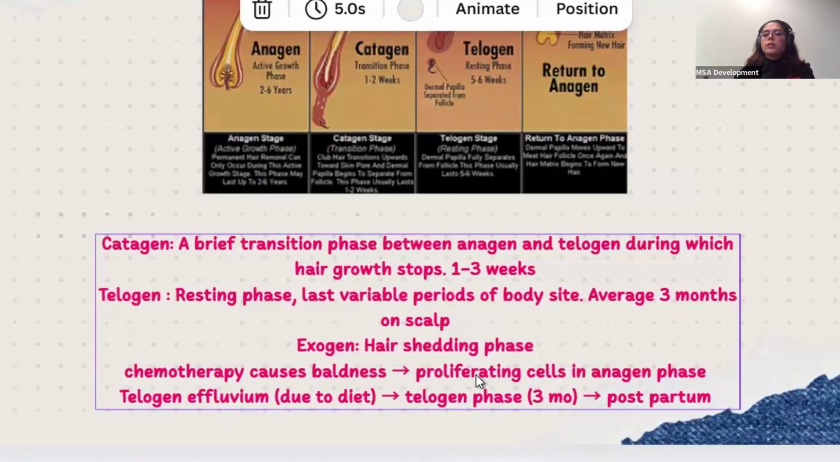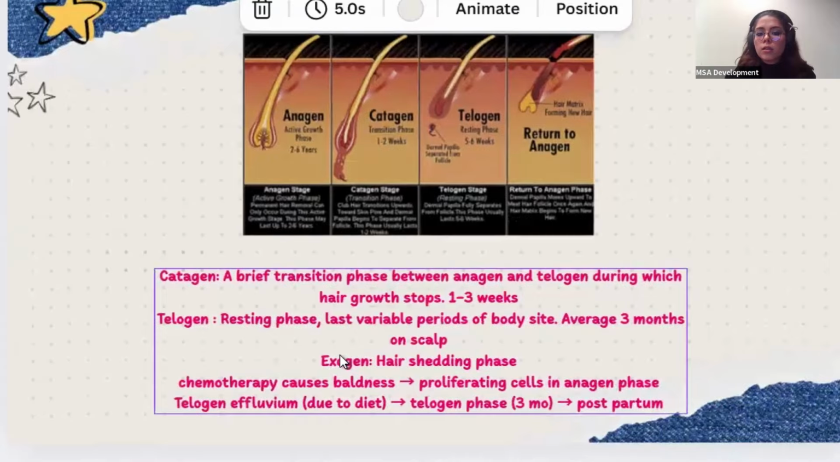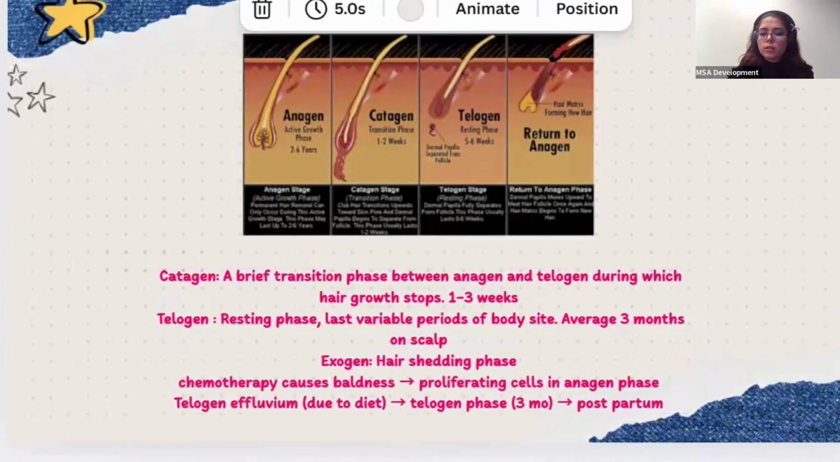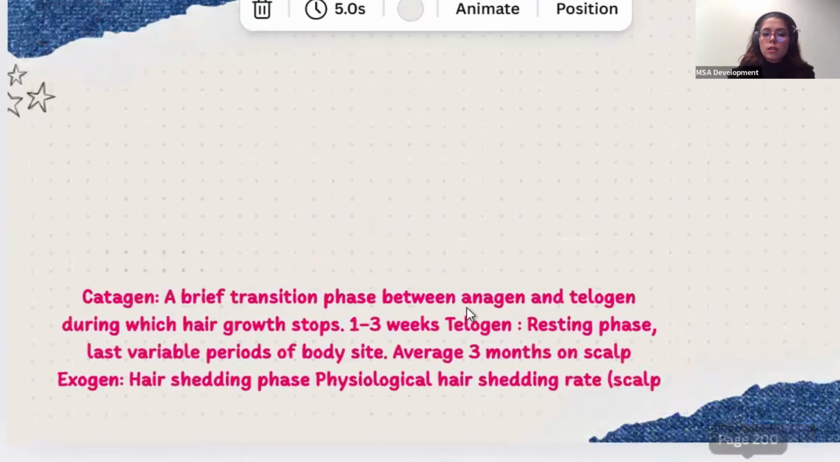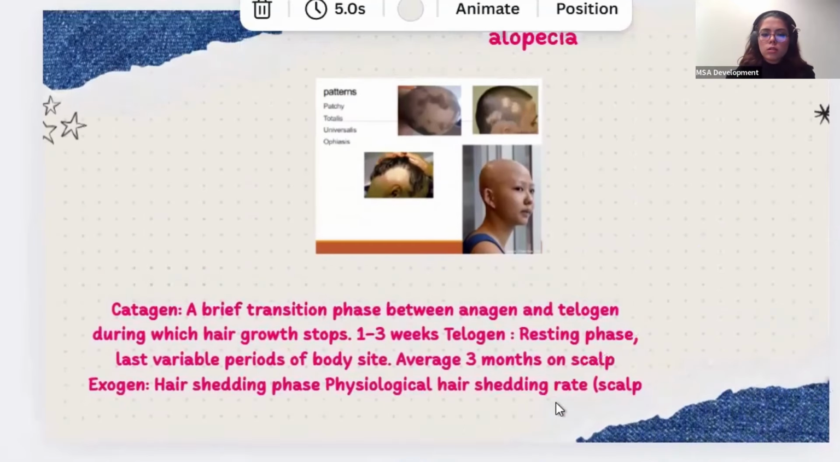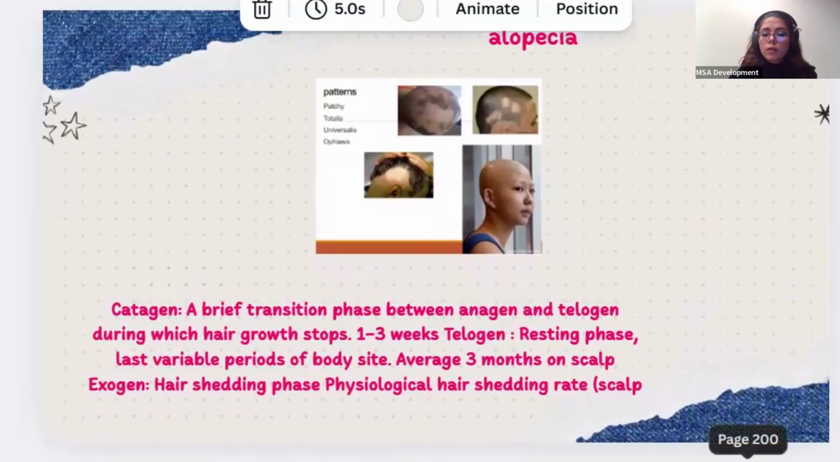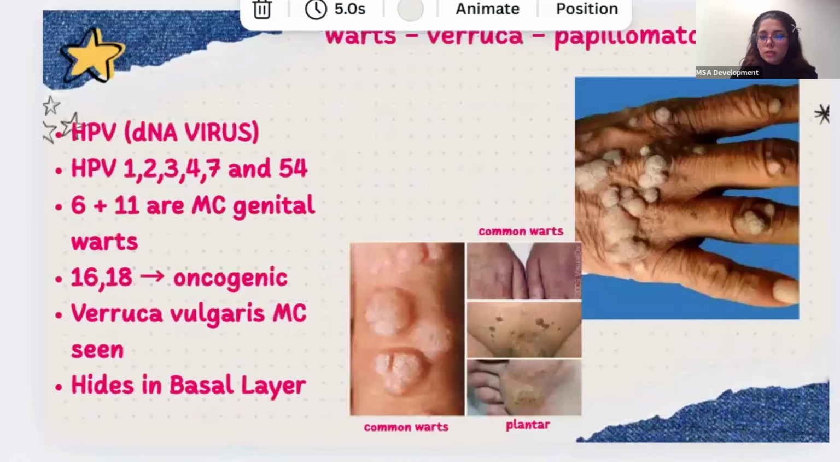So every once in a while, you would notice, oh, I'm losing a lot of hair. It's most likely because the hair is in the exogen stage. Okay. Telogen effluvium, due to diet; the telogen phase is 3 months. Okay. And it's postpartum. Chemotherapy causes baldness. This was the exogen hair shedding phase, physiological hair shedding. Telogen is the resting phase. Yeah, you guys know this. Okay. Viral infections, let's try to speed through it.